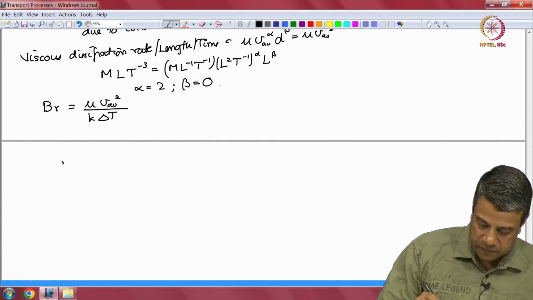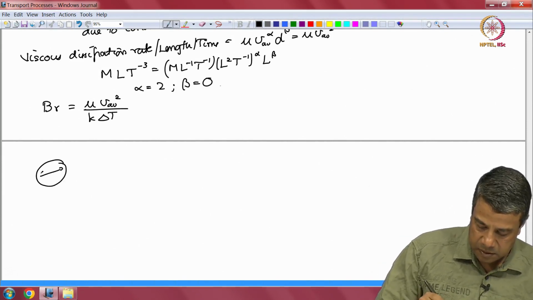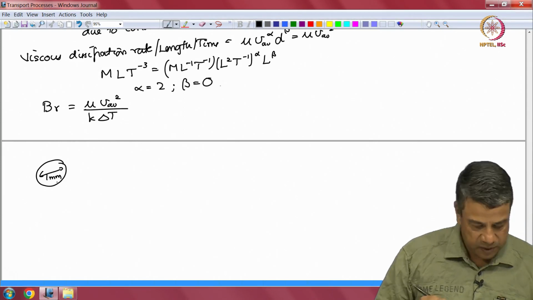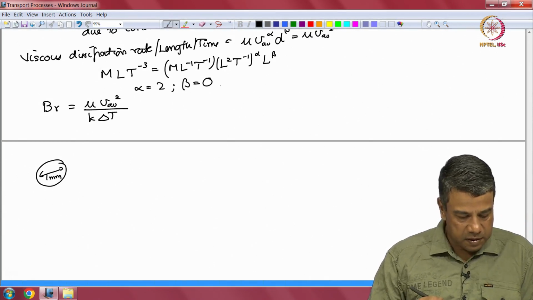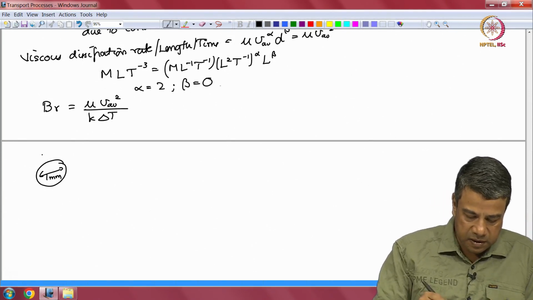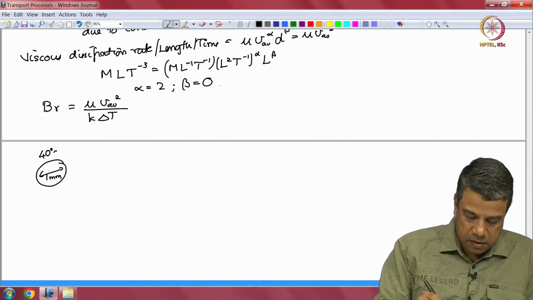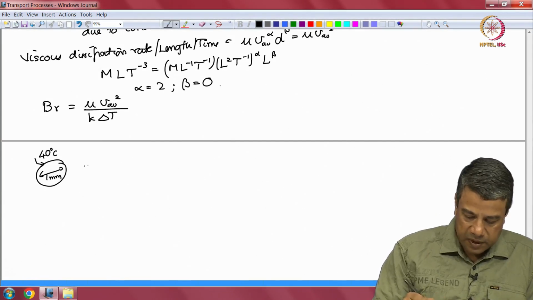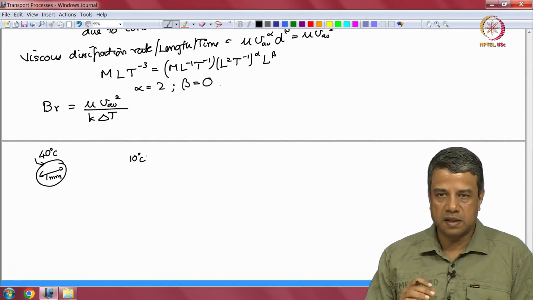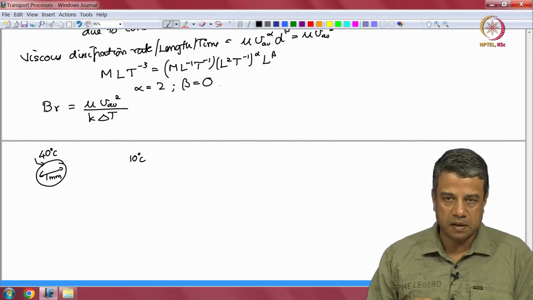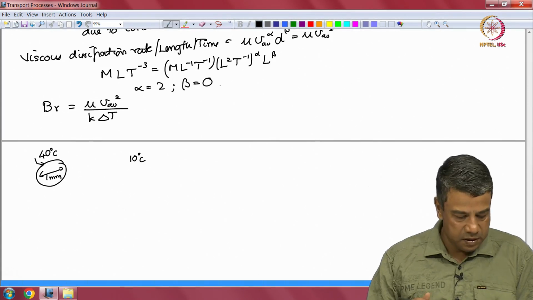So, I have a particle of diameter 1 millimeter, and this particle is at a temperature of 40 degrees centigrade on the surface, and the ambient temperature is 10 degrees centigrade. Okay. So, rather than drying, I am talking about cooling of a particle in a fluid.